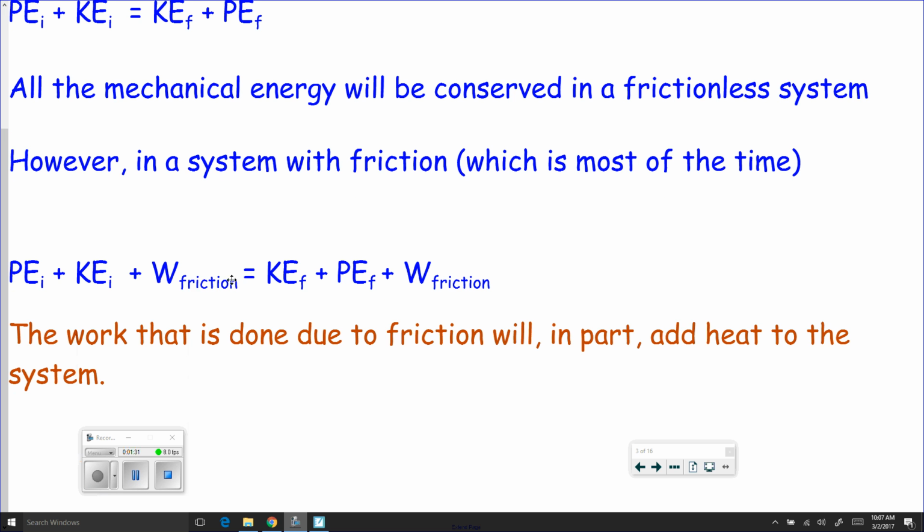I've modified that equation for this unit, where I've got the same initial potential and kinetic energies. However, now we're going to include the work done by friction. The work done by friction in a system has to be accounted for as well, because some of that potential and kinetic energy is going to be converted to friction, and that friction is going to be adding thermal heat to the system.